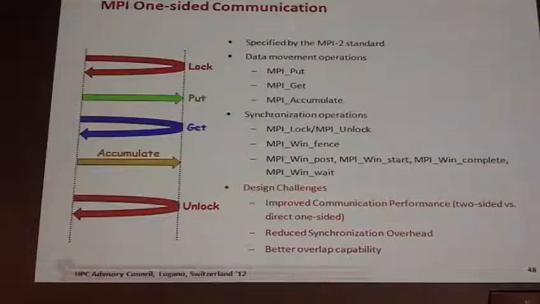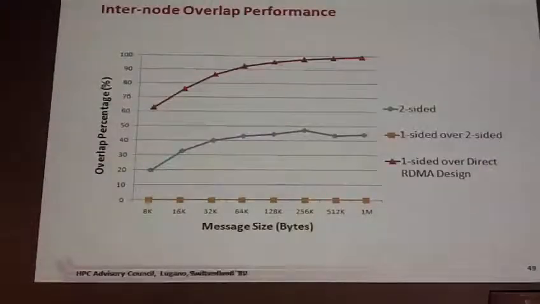Okay. Now similar kinds of issues are there with one-sided communication. I talked about all these things. So here the design challenges are how do we have improved communication, reduce synchronization and have better overlap. Okay. And this illustrates the concept. The y-axis is percentage overlap, and this is message size. If you are trying to do a two-sided operation, even if you use MPI_Isend and MPI_Irecv that I talked about earlier, you can get around, let's say, 40% overlap. That means of your computation with communication, you can get around 40% overlap.